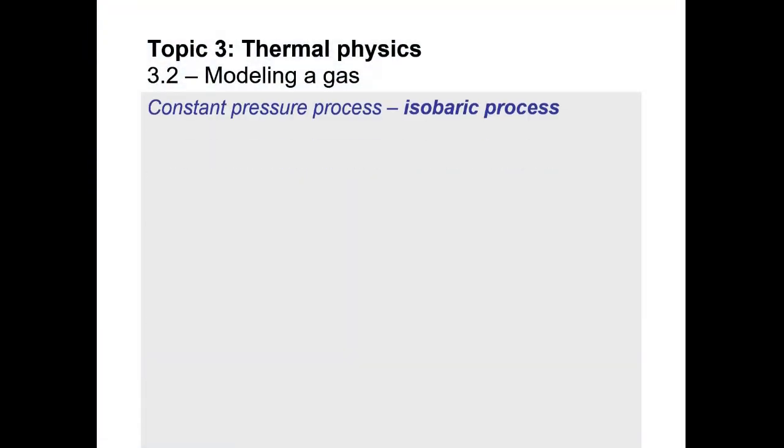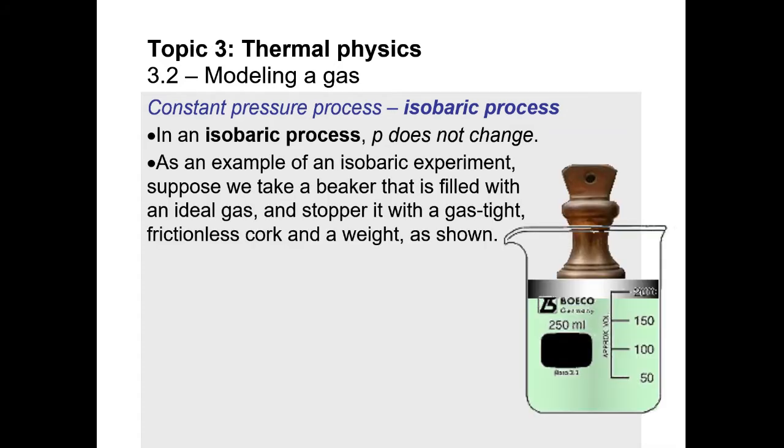So we have thermal physics, modeling a gas part 2, constant pressure process called isobaric process. In an isobaric process, pressure does not change. An example of an isobaric experiment: suppose we take a beaker that is filled with an ideal gas and stopper it with a gas-tight frictionless cork and a weight as shown.